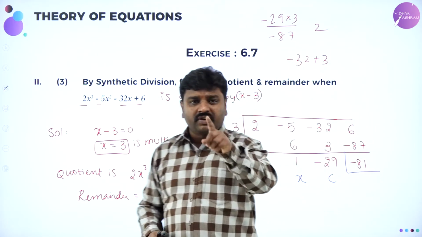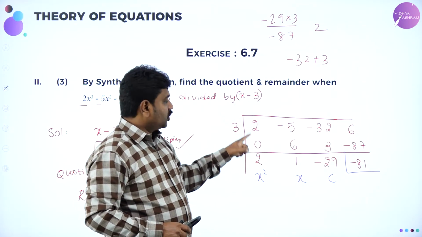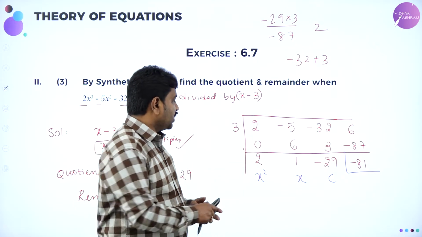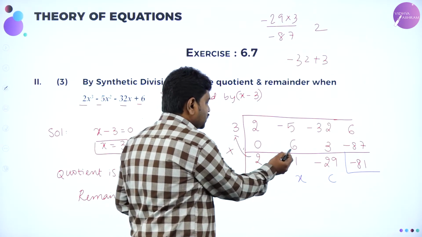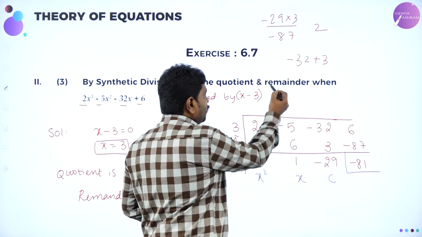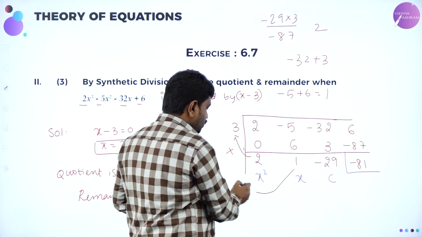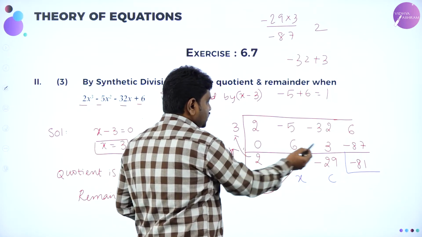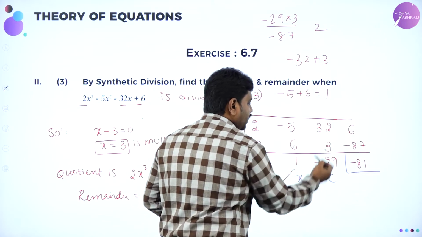Then always for the first digit, that is the quotient of x cube, you add 0. 2 plus 0 is 2. Now you start multiplying. You should multiply these two. 3 into 2, if you do, it will become 6. So now you add this. Minus 5 plus 6 is 1. Then you multiply this with the multiplier. So 1 into 3 is 3. Then you add minus 29. Minus 29 into 3 is minus 87. Again add, you will get the last number.